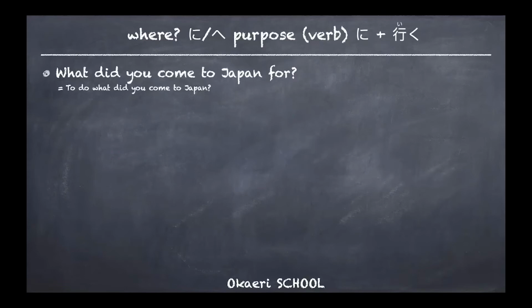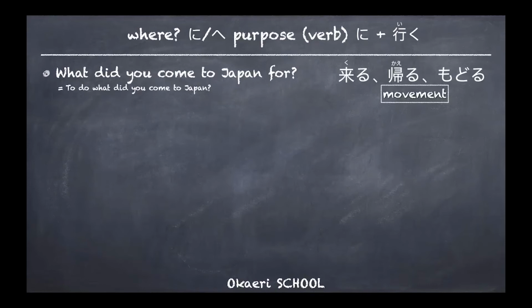And then when you're in Japan, maybe people might want to ask you, so you're in Japan, what did you come here for? To do what? Did you come to Japan? How would they say this? Well, when you're in Japan and you want to ask your friend or somebody new, how do we do this? Well, we just had a look at the example using iku earlier, just a while ago.